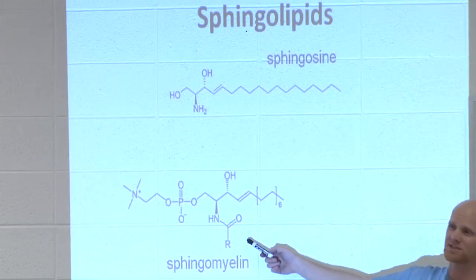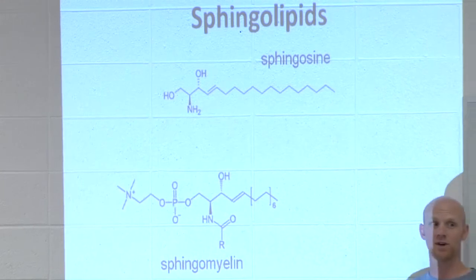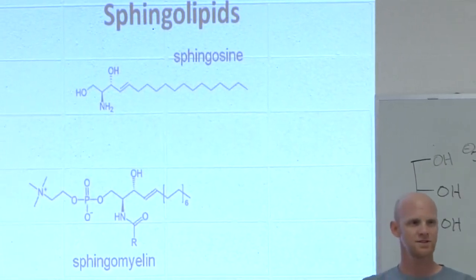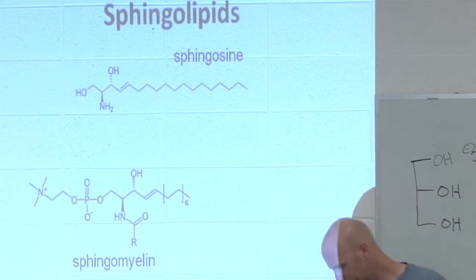And here's an example. This is sphingomyelin. Where do you find sphingomyelin? Yeah, your myelin sheaths around your nervous tissue. Cool, that's all I really wanted to say about them.